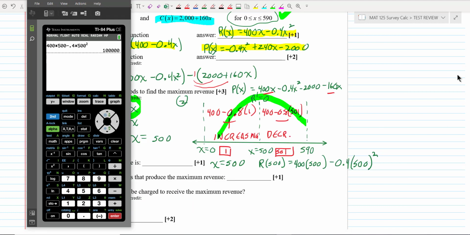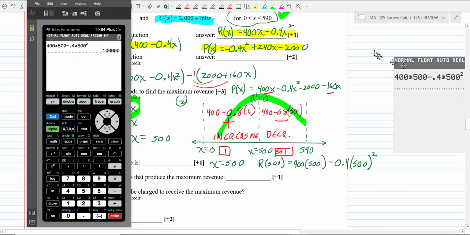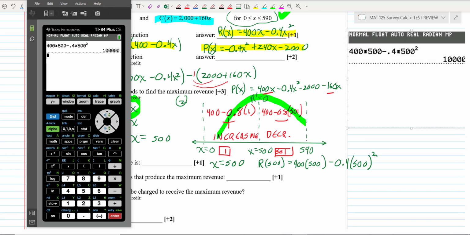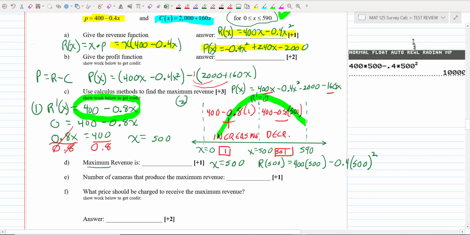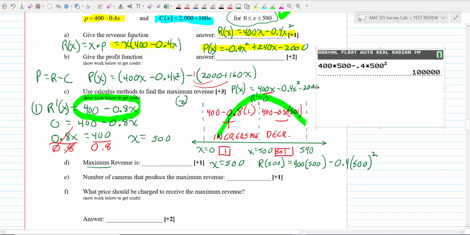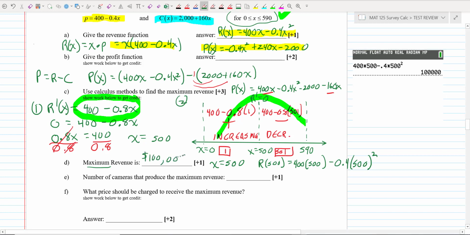Oops, hold on, that's not what I wanted to do. Okay, slide that way over there. There we go. So we got our $100,000 for our revenue now. So that's the answer to that problem. And then we've already really answered the problem to part E also. So we want to record that the maximum revenue is $100,000. And how many cameras? Well, that's the 500. So if we make 500 cameras, that is what produces that maximum revenue.